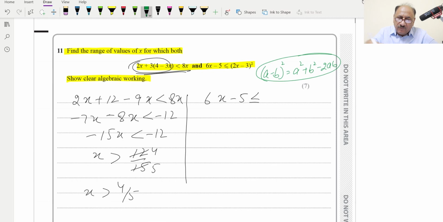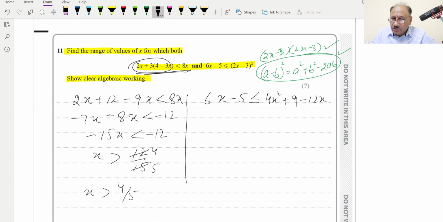Or you can multiply, for example, 2x minus 3 multiplied by 2x minus 3. In both cases you will get the same answer. So I'm applying the formula, and that will be a square, meaning 2x squared, so it will be 4x squared, plus 3 squared will be 9, and minus 2 into 2 into 3 will be 4, 12, so 12x.